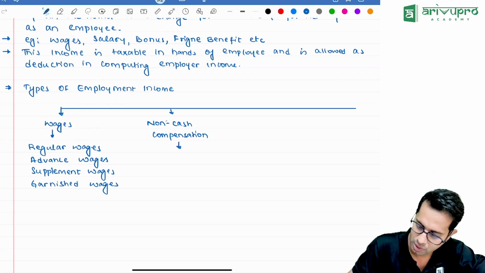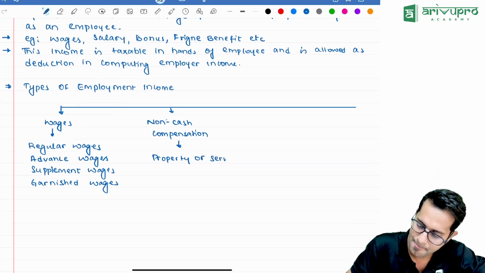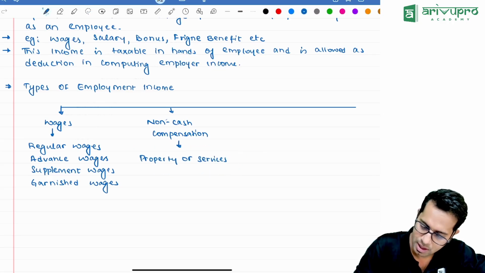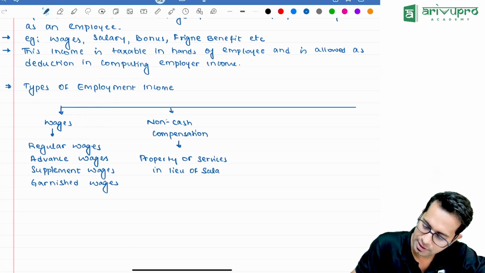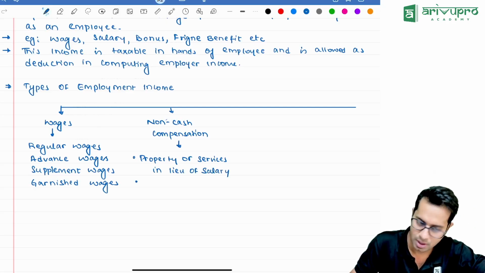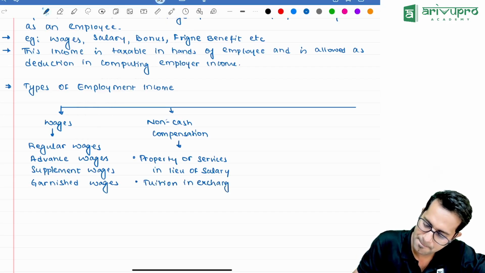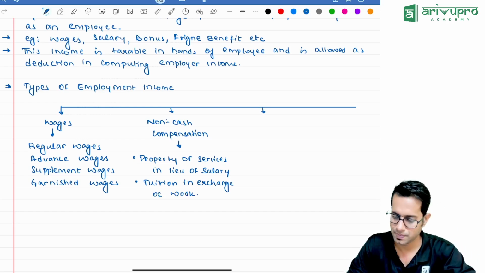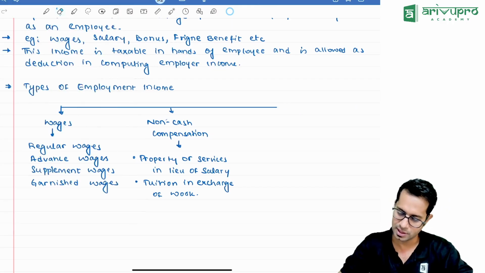So this will include any property or services in lieu of salary. Then tuition in exchange for work. Then you get what, sir? Or else I'll do one thing, I'll write it as other categories. A lot of things are there. We'll have to study everything.